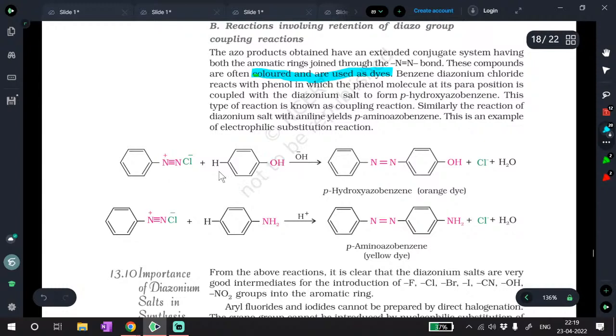So the N2+ needs electrons. So the bond forms with H, and you get that HCl out and then you get water, in the presence of base. So it is an electrophilic substitution reaction. This is the electrophile. It needs electrons. It needs to get rid of the positive charge. So three bonds each. Cl minus, H2O.